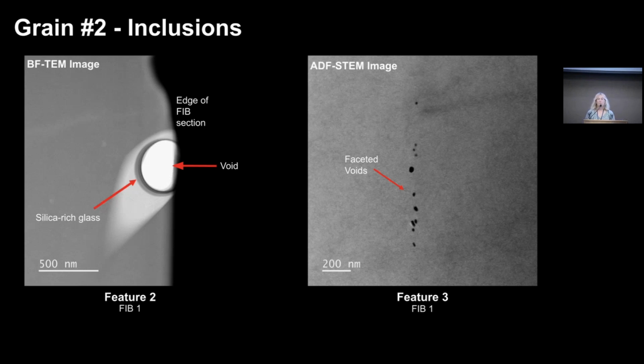This third feature are faceted voids that occur along another subgrain boundary that we found in the FIB section. These are similar to what was also described in Kuziak et al.'s 2022 lunar zircon impactites, and they also found these faceted voids. These have also been found in another zircon from 14321 from a Crow et al. 2019 paper. However, those voids were actually filled with material.